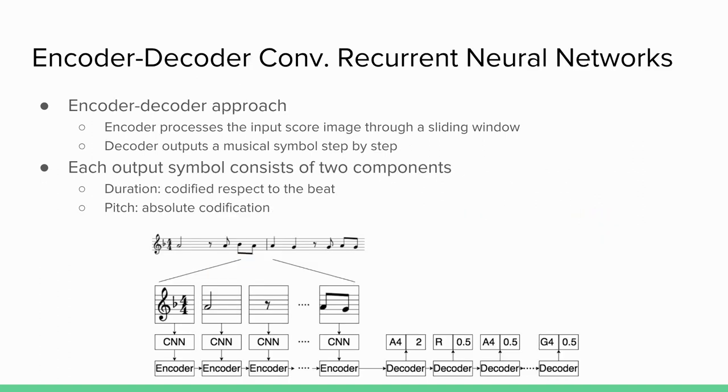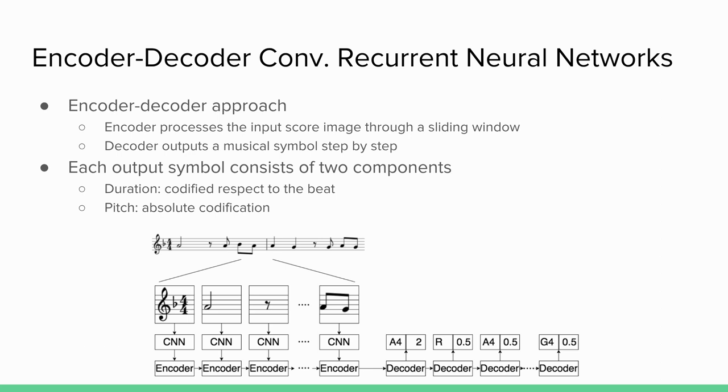The idea of the encoder-decoder approach is that we have two recurrent models, the first of which processes the input score through a sliding window. Here, we are providing the input patch by patch to a convolutional neural network that is fed into an encoder, which is a recurrent neural network. And after processing the image, a different model takes the last state of the encoder and, step by step, provides the symbols of the input.